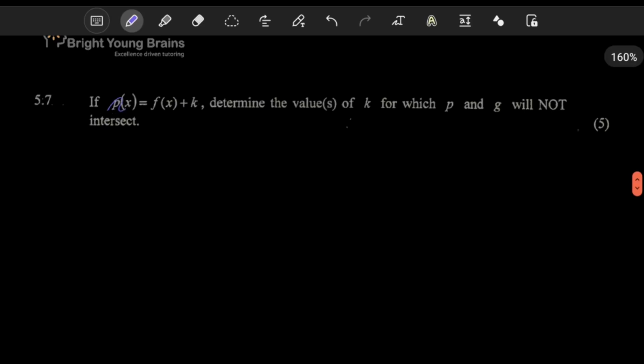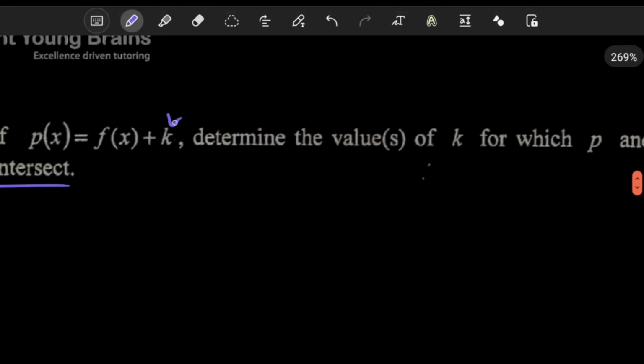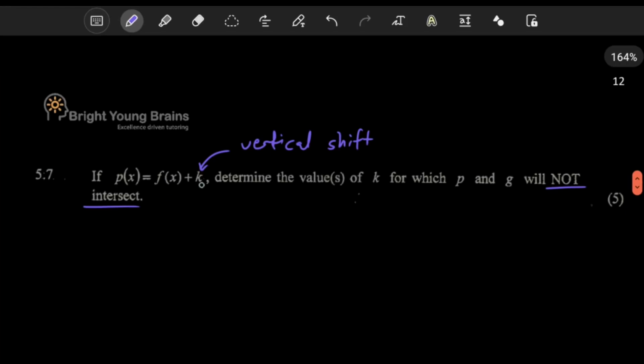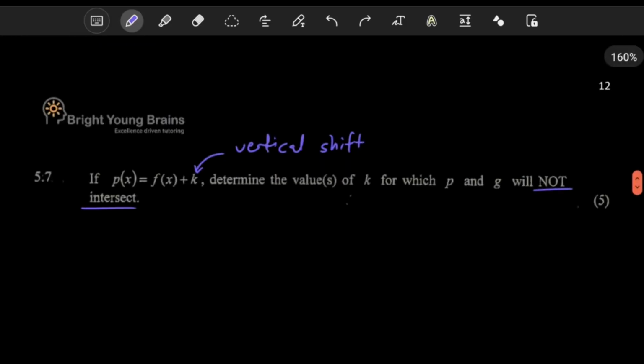So here they said, if p of x is equal to f of x plus k, determine the values of k for which p and g will not intersect. In the functions and graphs course, there are questions like these galore, and we've gone through them extensively. Remember, the k here is just a vertical shift. If you move your graph of f up or down, you're going to refer to it as a new graph. They are saying we should determine how many units up or down you should move your graph so that it and the graph of g will not touch each other.